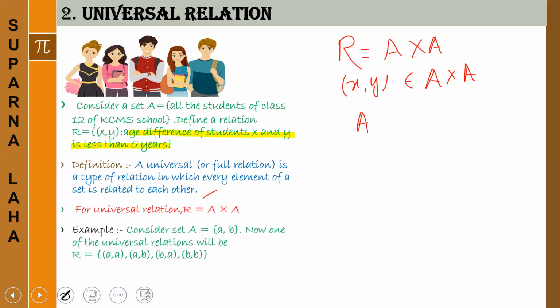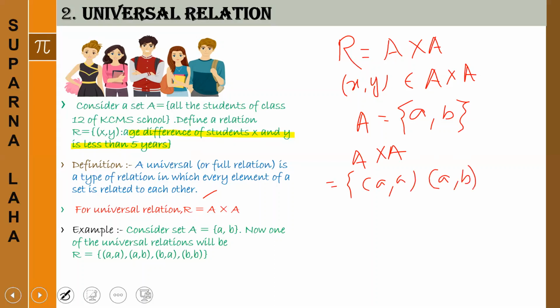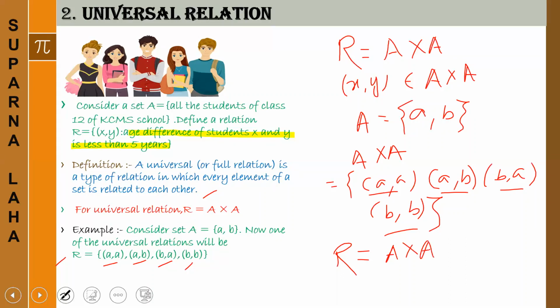I can check another example. A is equal to {a, b}. So what is this Cartesian product A cross A? (a, a), (a, b), (b, a), and (b, b). Now here you can check this relation R. (a, a) is here, (a, b) is here, (b, a) is here, (b, b) is here. Hence, I can write R is equal to this Cartesian product A cross A. That is, all the elements of this Cartesian product are present in this relation R. Hence, this is a universal relation.